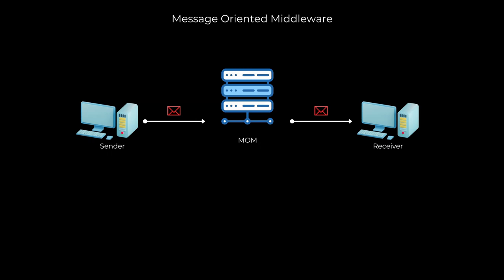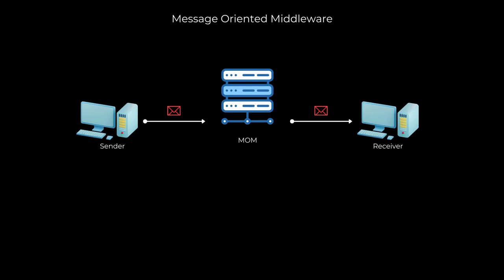Before we get into the details, let's start with a simple question. What is message-oriented middleware? To put it simply, it is a layer of software that facilitates communication between programs or platforms. It acts as a bridge, allowing communication between various components in a distributed system.